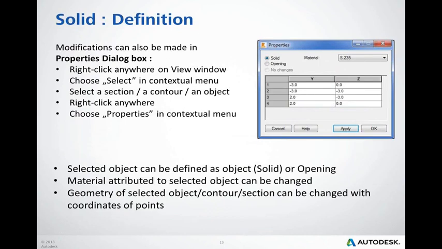Additionally, modifications can be also made in Properties dialog box displayed from the right-hand side mouse click menu. Besides changing point coordinates in table part of this window, it is possible to set selected shape as an opening or solid and assign correct material to it.